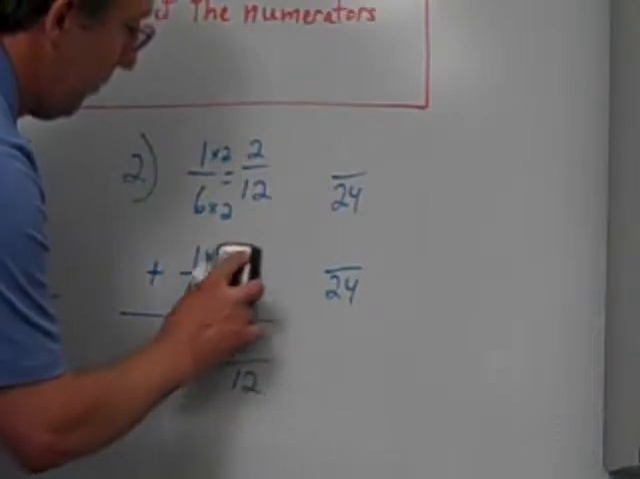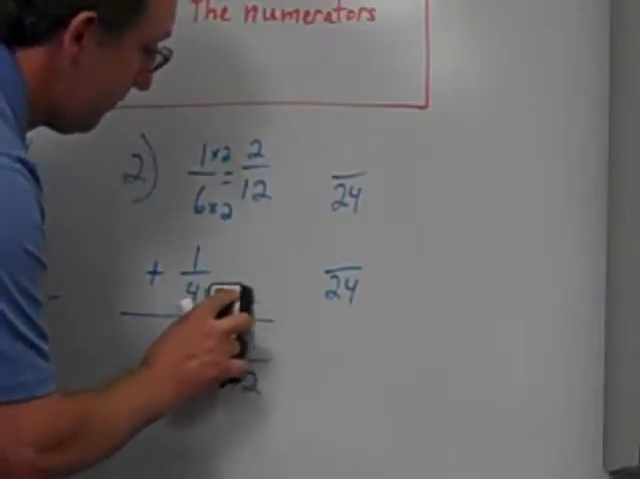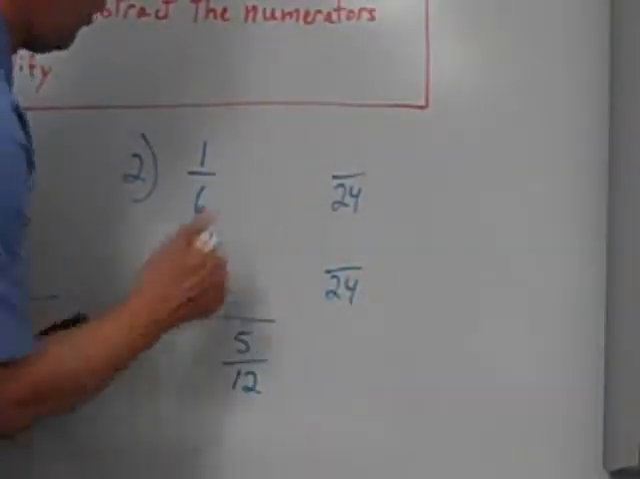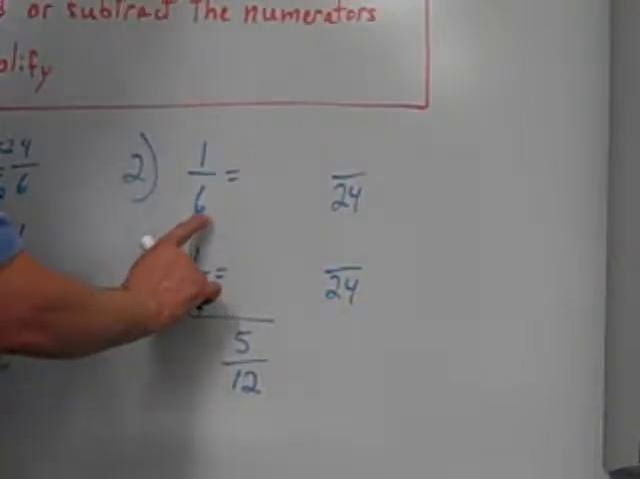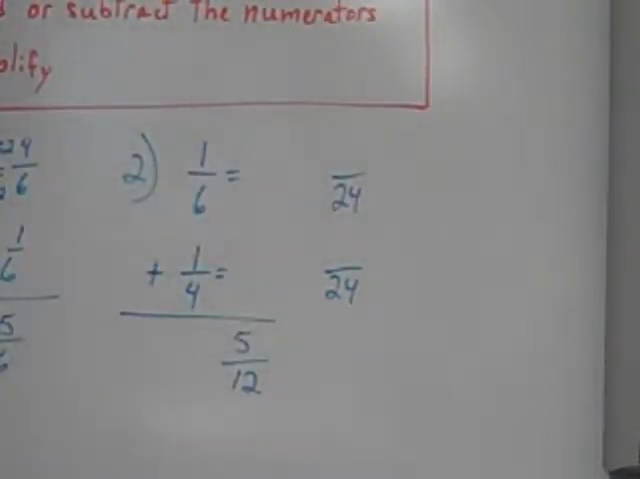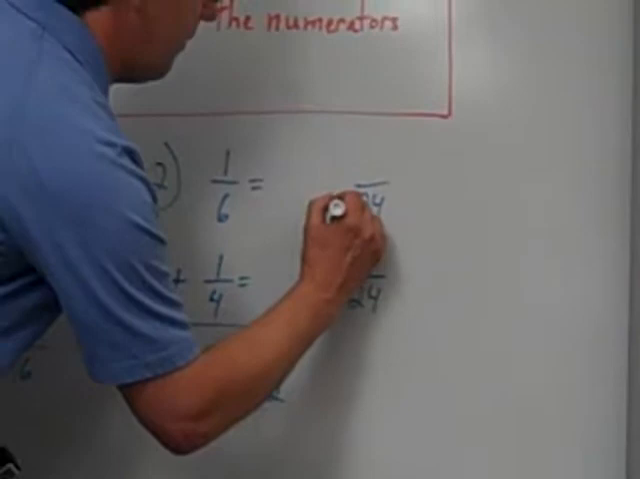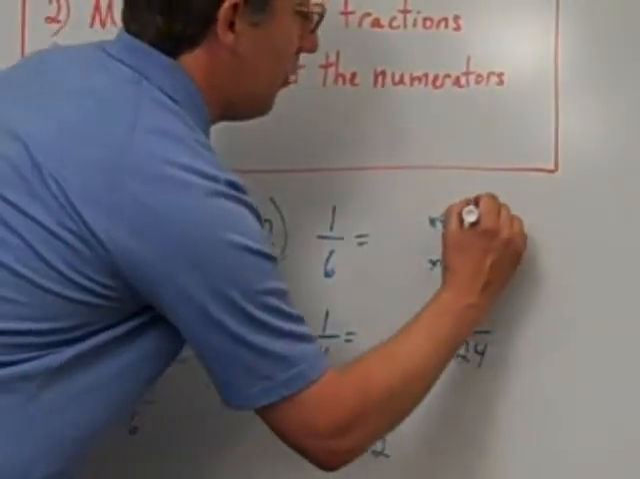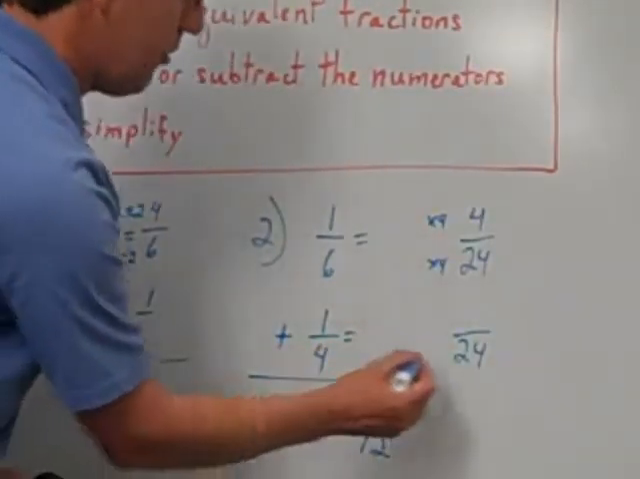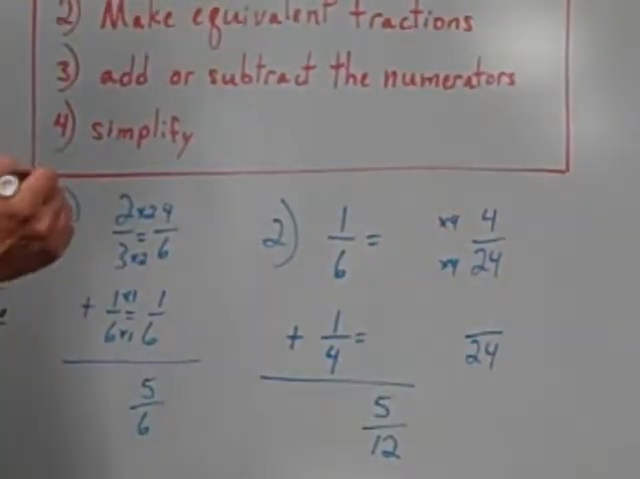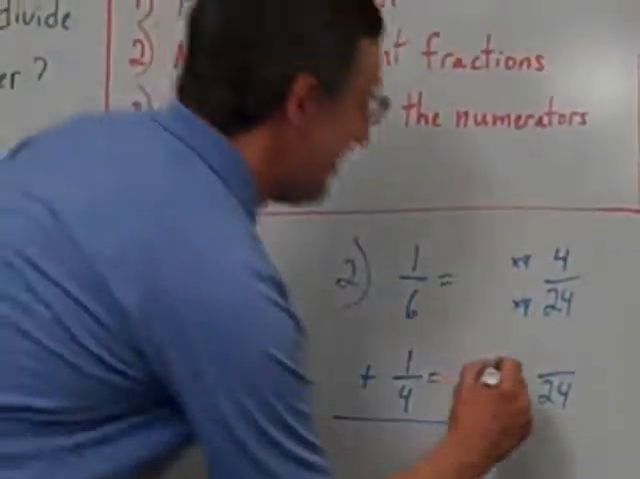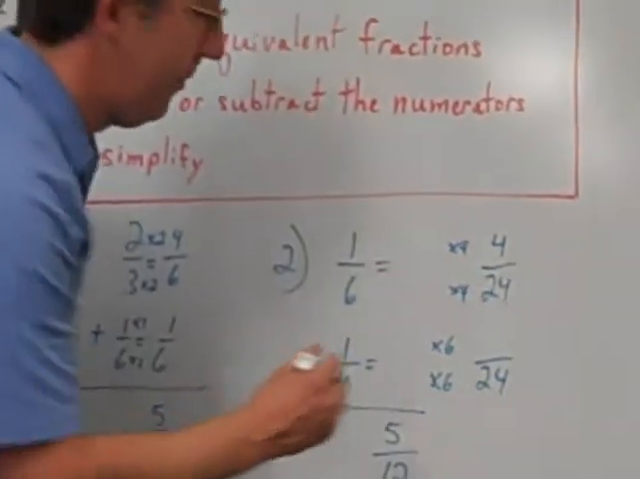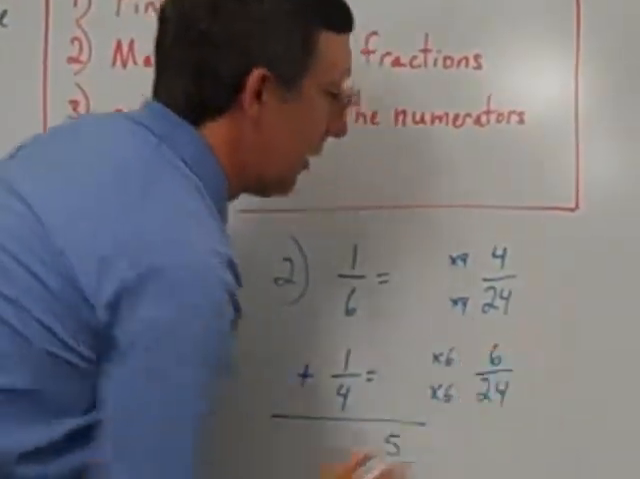So, for sake of looking at this easily, I'm going to go, what did I multiply the 6 by to make the 24? It's times 4. And so whatever I do to the bottom, I do to the top. 1 times 4 is 4. Here, what did I multiply 4 by to get 24? Obviously it's 6 times 6. So again, I do the same to the top. 1 times 6 is 6.